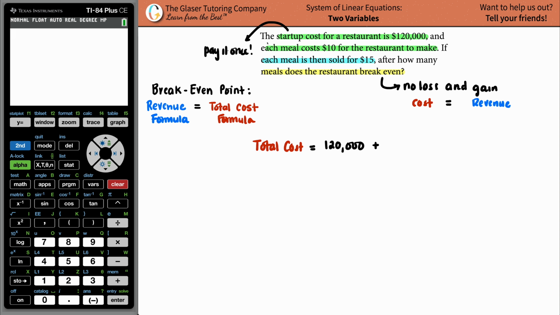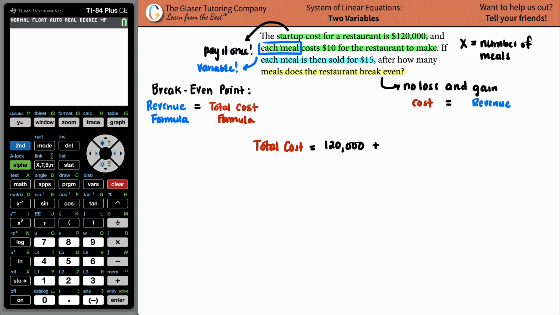But the thing is that, well, how many meals are they making? It says each meal costs $10. So if they make only one meal, $10. But if they make two meals, that's $20 out of pocket that it costs them. So each meal, that's the variable. Usually we say that our variable is a letter, and generally we say that it's x. So we're going to say that the x value is the number of meals.